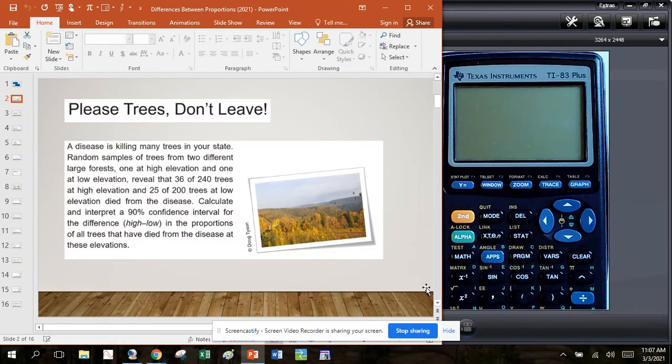So let's look at an example. Let's say that a rare disease is killing many trees in our state. And we want to see if there's a difference in the number of trees that are being affected at a high elevation as compared to, say, a low elevation. So what we're going to do is calculate and interpret a 90% confidence interval for the difference in these proportions of all the trees that have died at those elevations.